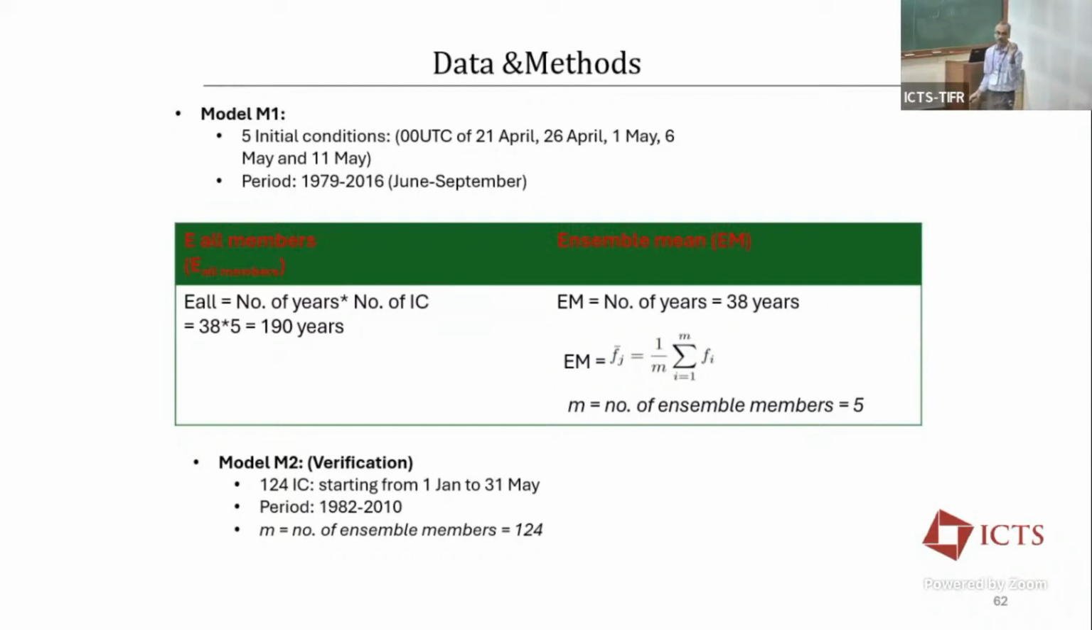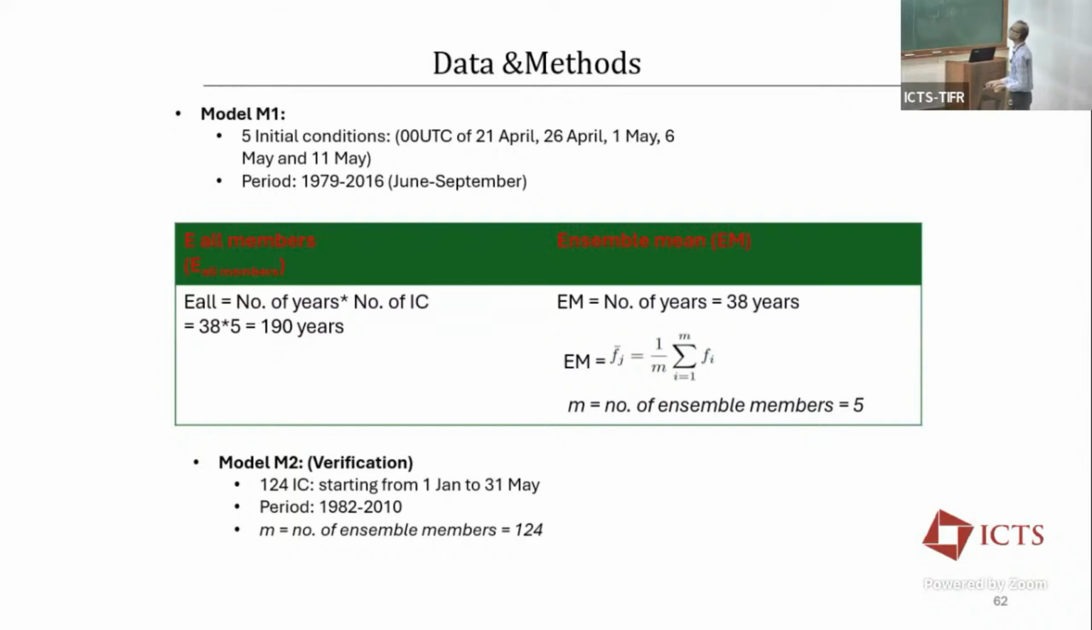Since all these ensemble members are independent of each other, we can consider them as 190 years, basically 190 realizations of this kind of seasonal condition. So the ensemble mean, how do you make the ensemble mean? For a particular year, we take all these 5 values and just average over the 5 values. That's the ensemble mean of any quantity, isn't it? So we have individual members here, and you have ensemble means here. Ensemble means are 38 values, and ensemble individual quantities are 190 values.